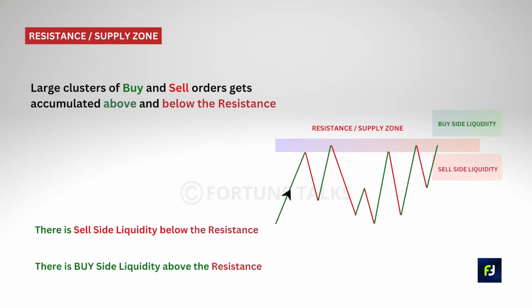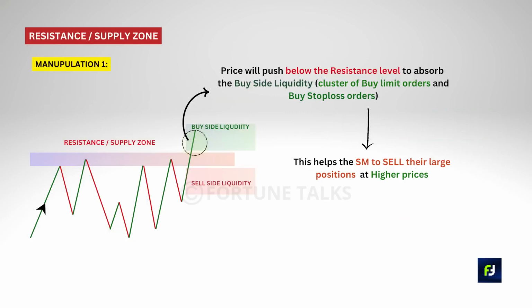So there is buy side liquidity above the resistance and sell side liquidity below it. And as you might have guessed, the smart money will try to manipulate both these players. They will first push the price above the resistance so as to execute their sell orders at higher valuations by absorbing the buy orders or buy stop loss orders, thereby taking the short sellers out of their trades.